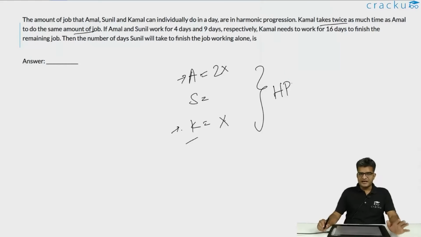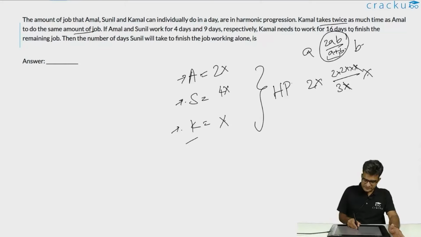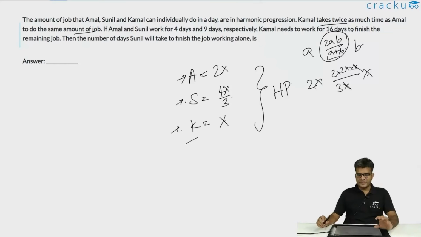If A and B are two numbers, their harmonic mean, that is the middle term, will be equal to 2AB divided by A plus B. What is the harmonic mean of 2x and x? It will be 2 times 2x into x divided by 2x plus x, which is 3x. This is equal to 4x by 3. So the amount of work done by Sunil in the same time will be 4x by 3.